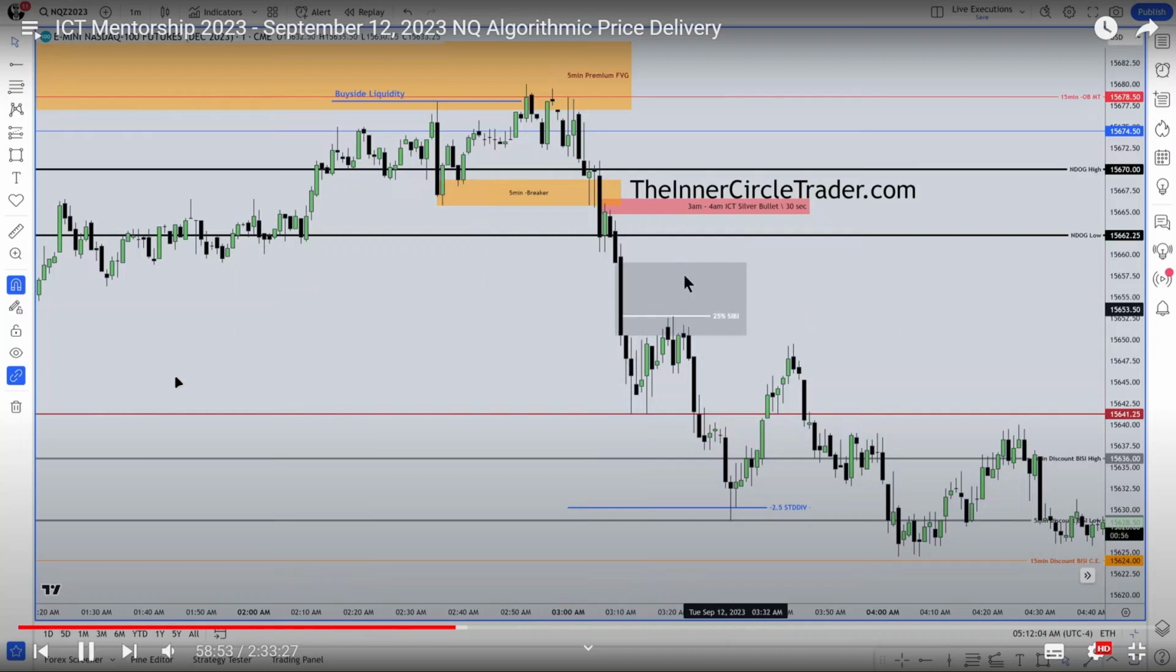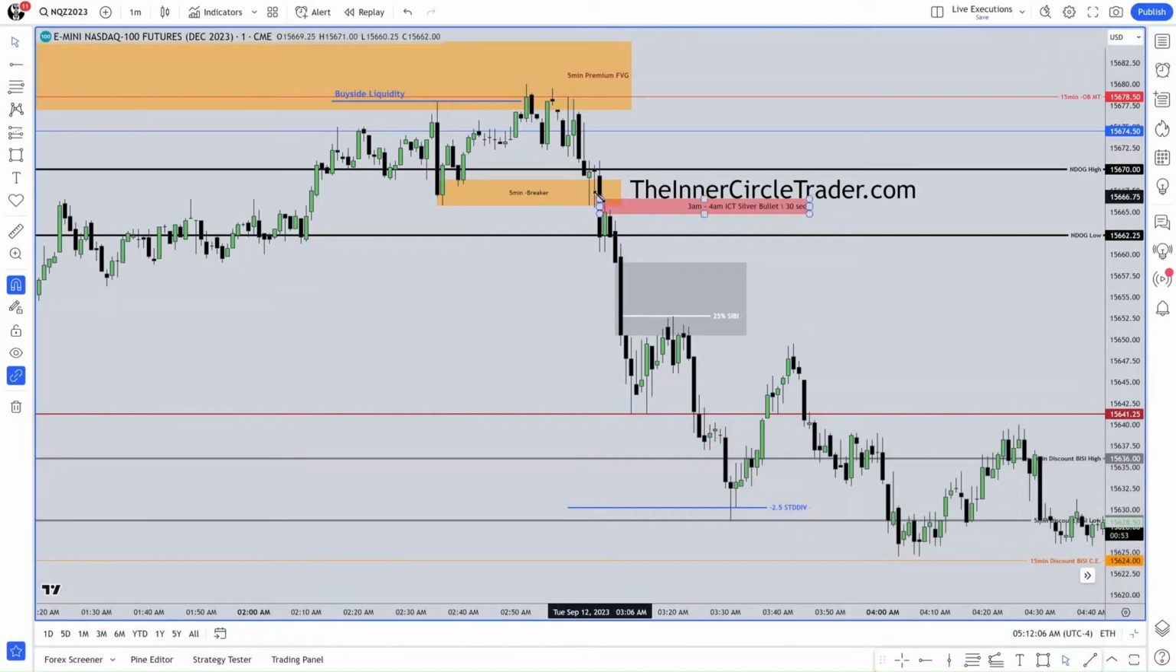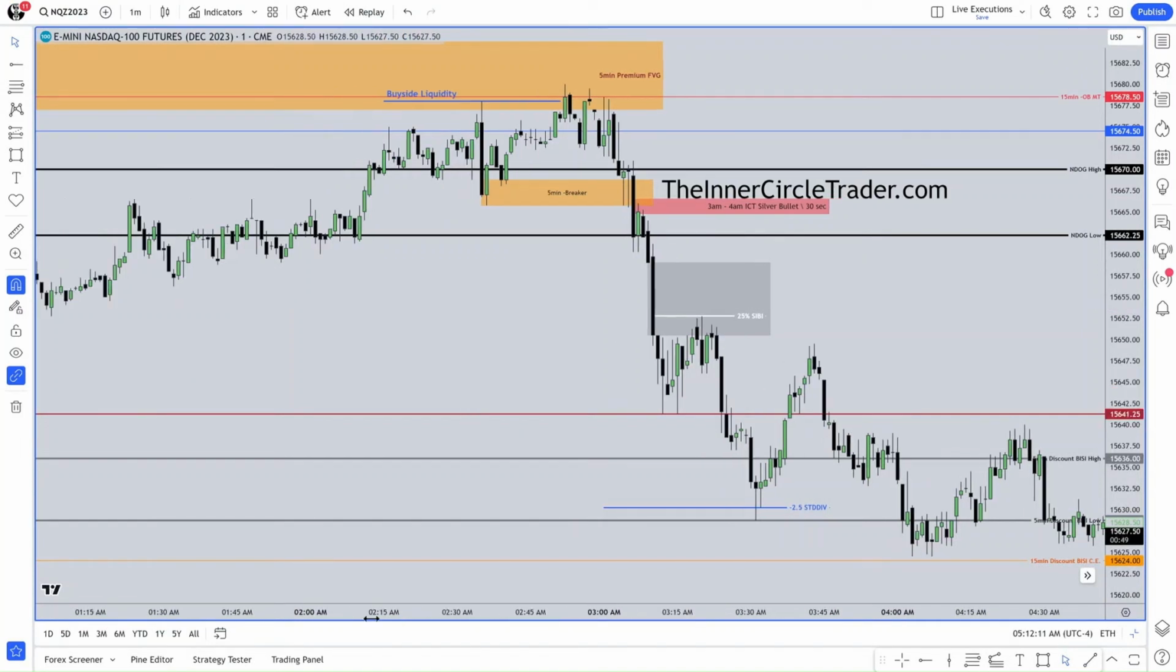Hello. On a 1 minute chart, after the price starts its run, again, here's that sell side liquidity, I'm sorry.